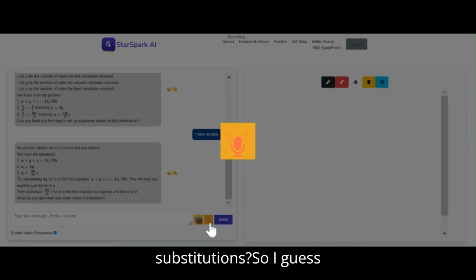So I guess for the second equation, we can try to solve for y, and that will be y equals x over 4. And for the third equation, we can also try to solve for z. That will be z equals 13 over 100 x. Are those the correct steps?